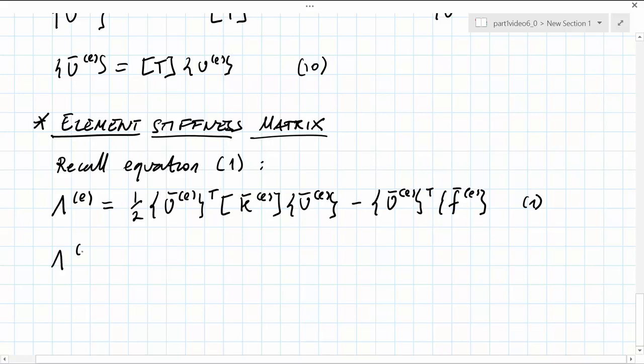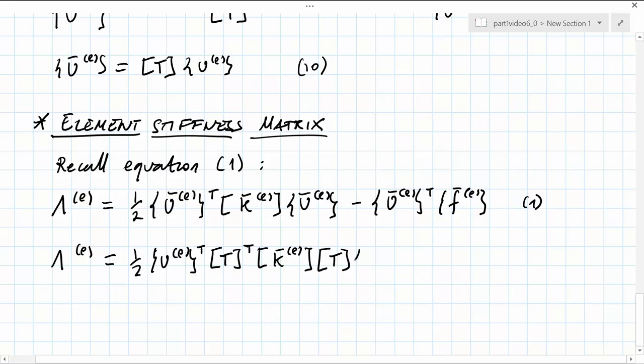When we do this, we get the following expression: half times by UE transpose times by T transpose times by K bar E times by T times by UE, from which we subtract UE transpose T transpose F bar E.